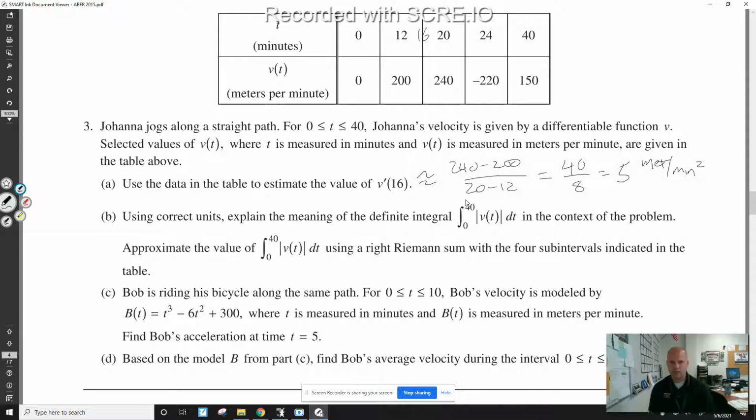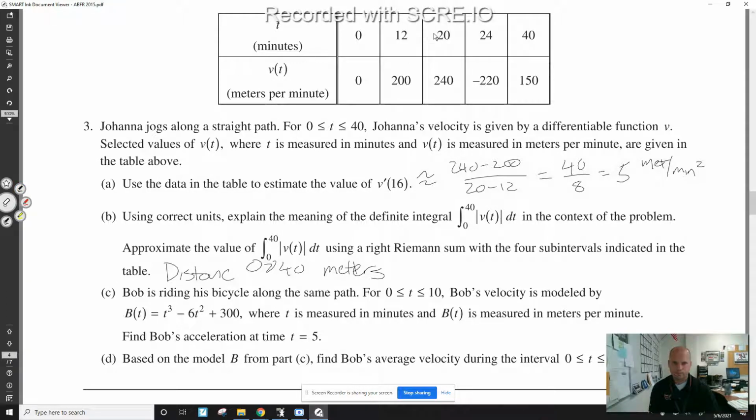Using correct units, explain the meaning of the definite integral 0 to 40 of v. Approximate the value. Okay, distance from 0 to 40 of Joanna in meters. Distance is like a length. It's meters. It's not meters per second, just meters. Now, what do you have to do? Write Riemann sum, but make sure all your velocities are positive.